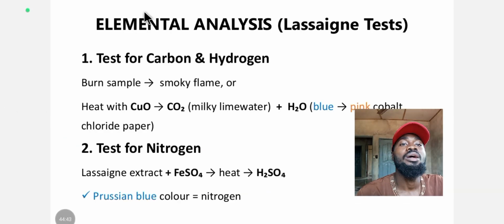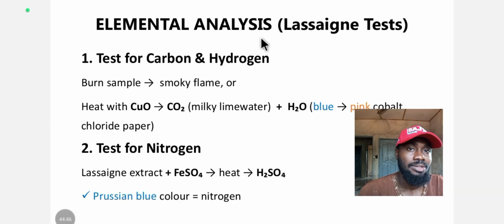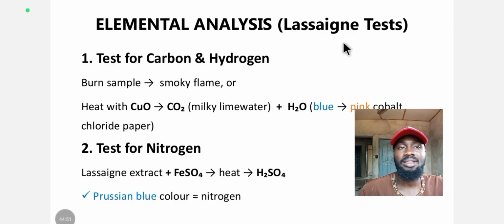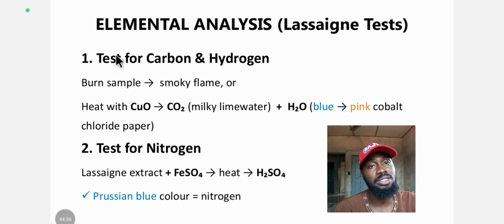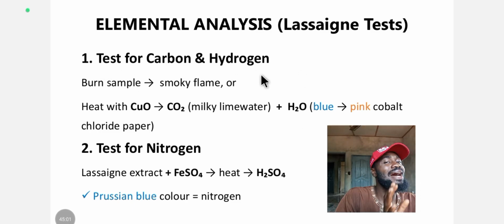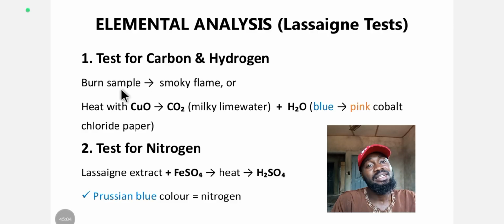Let's go. Element analysis, also called the Lassaigne test. Those are analyses for elements or the presence of elements. The first one we have here is test for carbon and hydrogen. That's the name. And the test used to test for carbon and hydrogen is the bone sample.